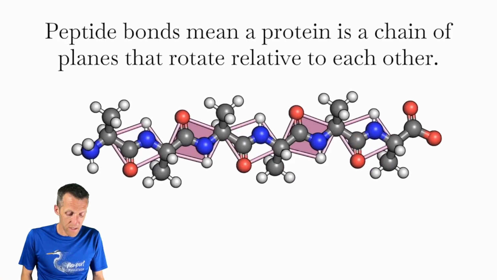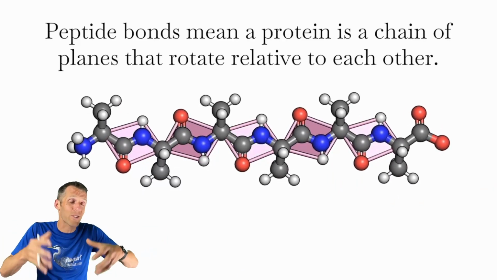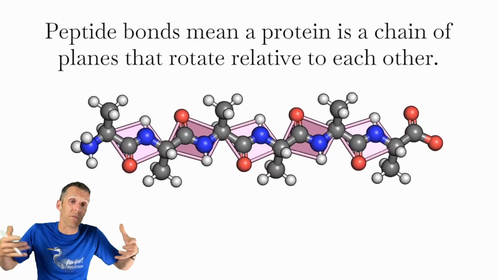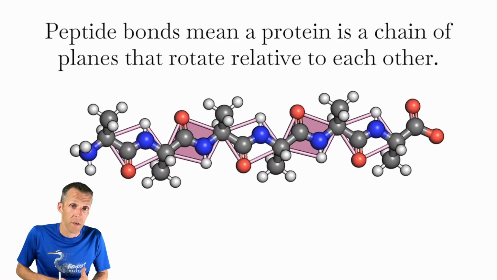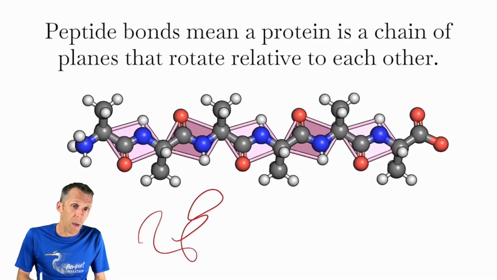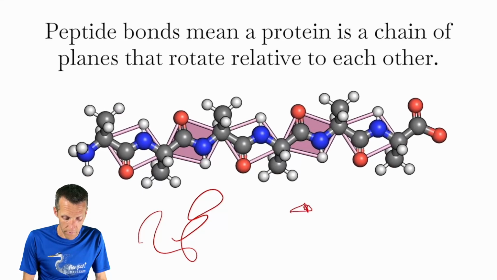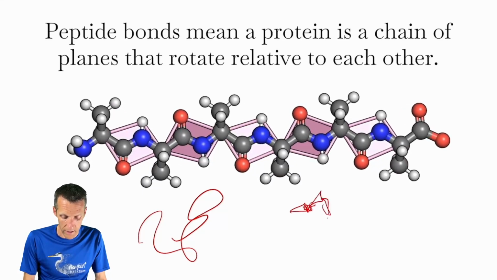And what that actually means when we think about the entire chain of an amino acid, an amino acid chain of a protein, is we're seeing a bunch of planes rotating relative to each other. And that means that instead of being a floppy thing of spaghetti, a polypeptide chain, a protein chain, is actually more like links, right? So you've got a link, and then a link, and then a link, and then a link.